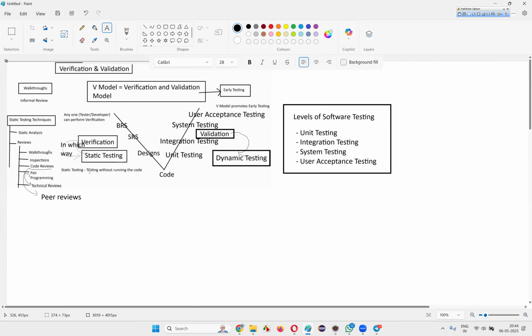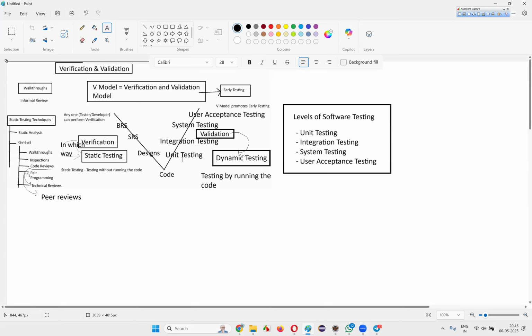Static testing means testing without running the code, whereas dynamic testing means testing by running the code. When you are performing testing by running the code, that is called dynamic testing. Testing done on documents, images, and all those things without running the code is verification testing, done in a static testing way. But validation testing is done by running the code, in a dynamic testing way.